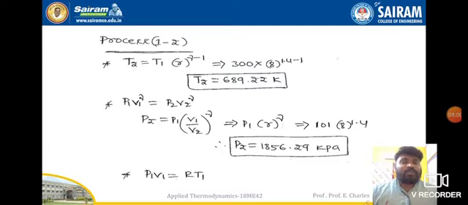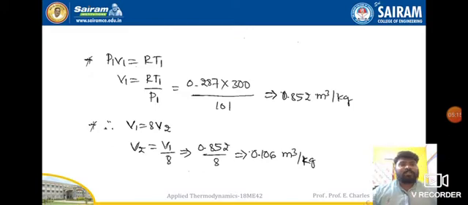Okay, so P1 V1 whole to the power of gamma is equal to P2 V2 whole to the power of gamma. In this we have found out the value of the pressure after compression, that is 1856.29 kilopascals. So next thing we need to find out is V1. The volume is not given in the problem.